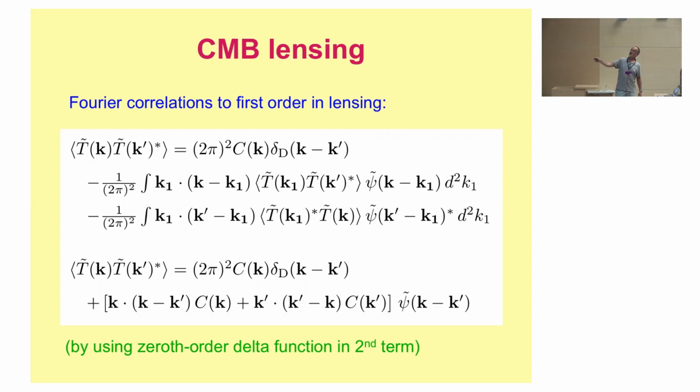And you can use the fact that this thing involves the power spectrum. So now you can see that the ensemble average, the product of the two temperatures in Fourier space, is the zeroth order term plus a term that's proportional to the lensing potential with some coefficients that depend on the two k's that you're interested in and the intrinsic correlations of those two k's. So the intrinsic power of those two k's.